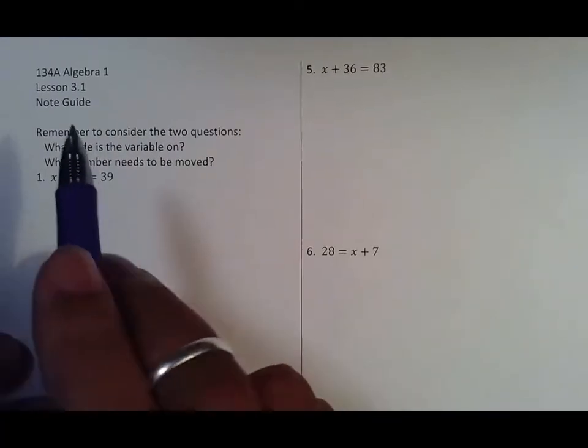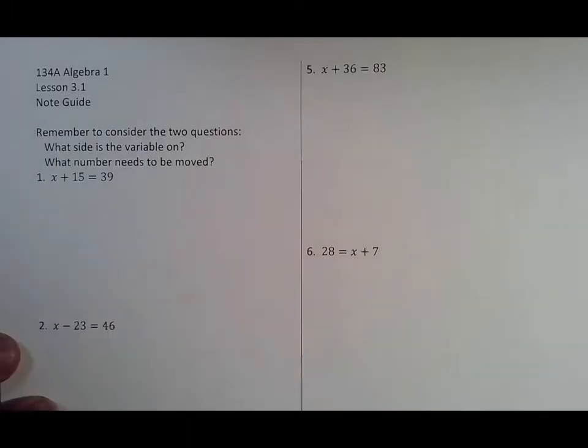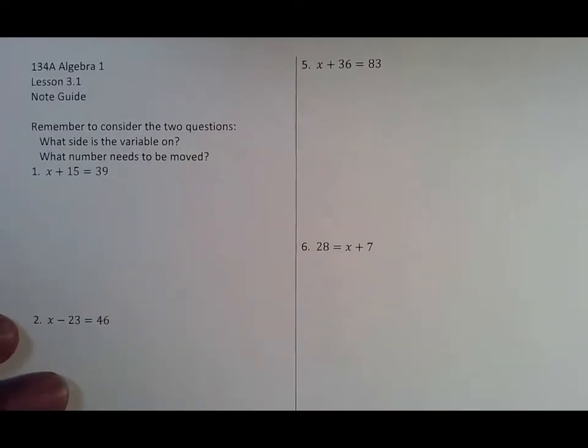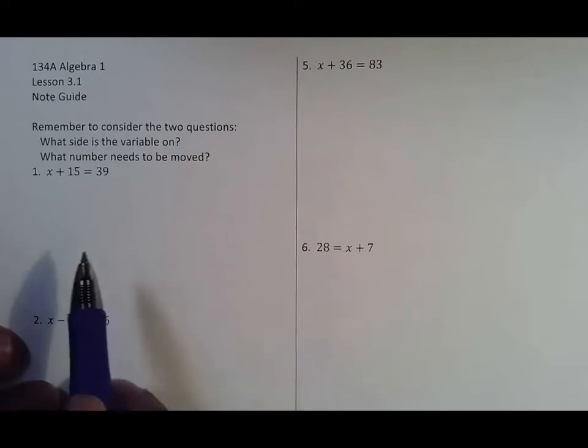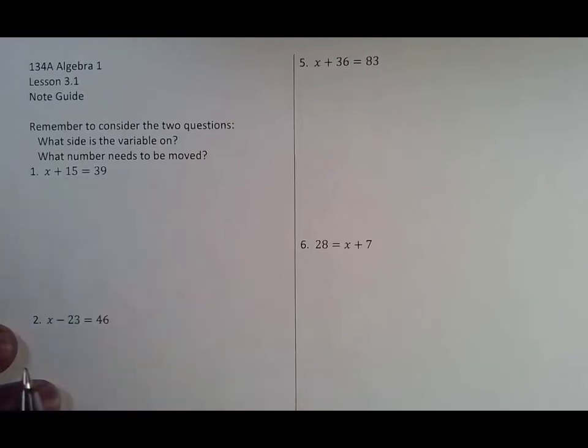All right, so again, this is a note guide I passed out in class. You might want to write these down for yourself at home just so you have the notes, and also so you can practice actually doing the process the right way. So on number 1, x plus 15 equals 39.